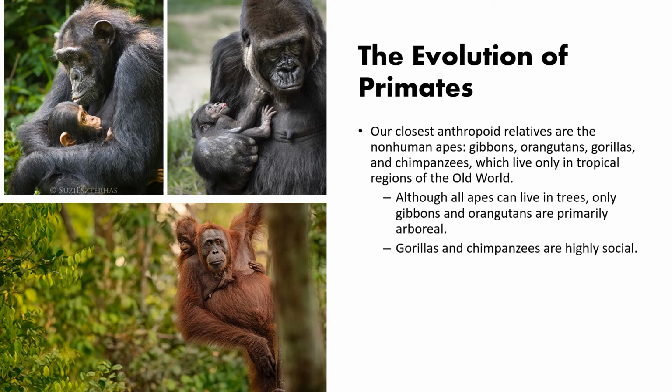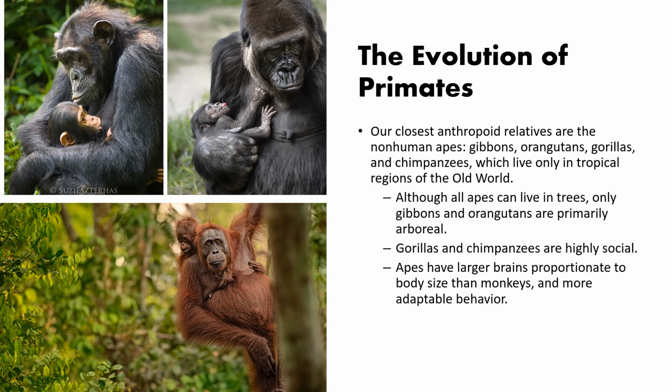Gorillas and chimpanzees have very highly social interactions and groups. And the apes also have larger brains than the monkeys. Brain to body size is very different, where apes have a much larger brain for their body size than the monkeys would. This is thought to allow for more adaptable behavior. Okay, and the apes include the humans.